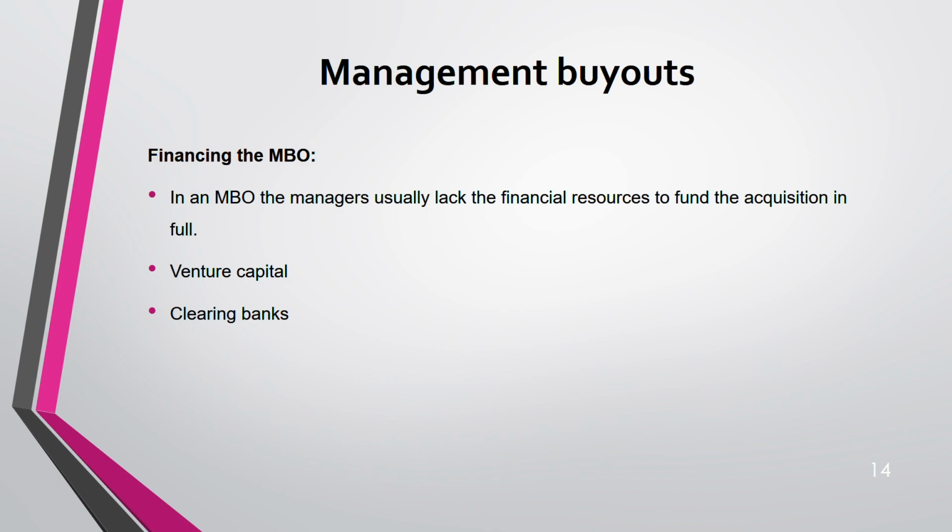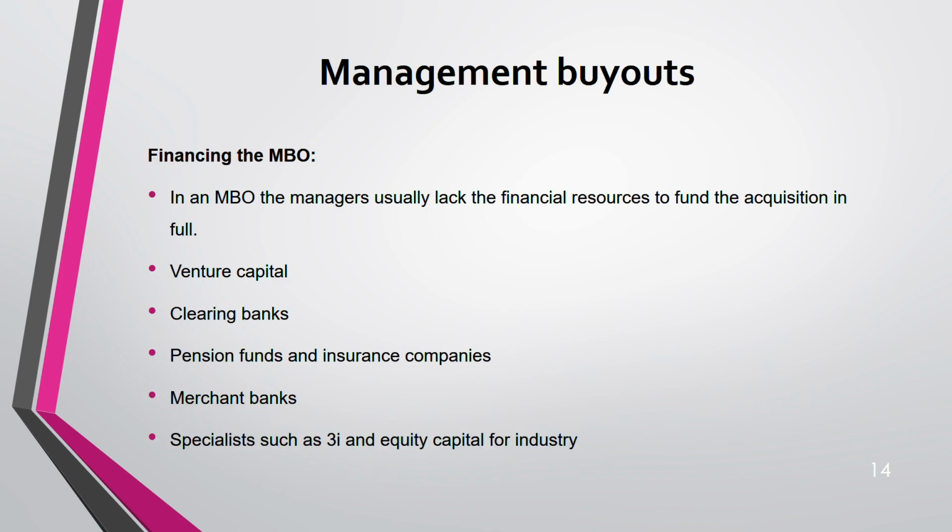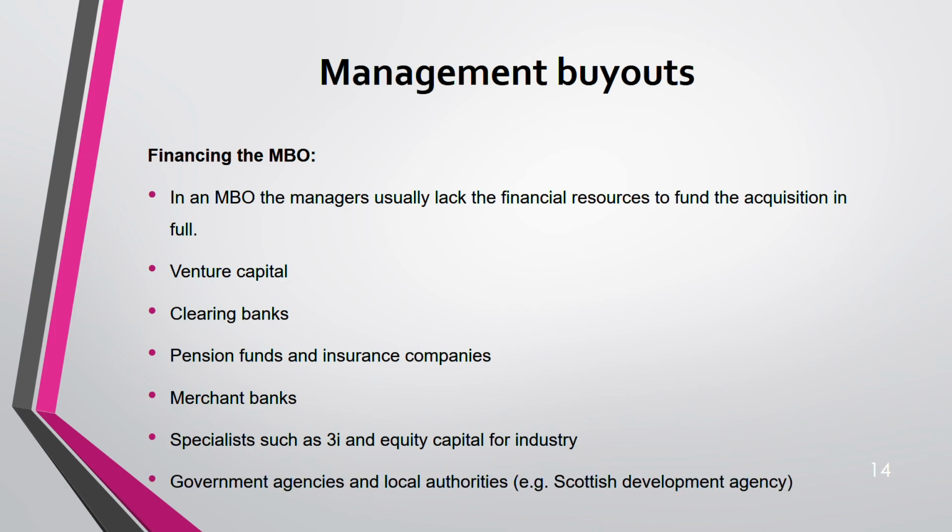So they can approach venture capital, or they can go to banks and take a loan, or a pension fund, an insurance company, merchant banks. You don't have to know the difference between a clearing bank and a merchant bank. Just know bank, okay? That's enough. Specialists such as 3i and Equity Capital for Industry, anything, okay? Usually for your exam, just focus on banks and venture capital. These 2 are enough. You don't have to go for other areas. But know that in reality there are other things also. That's why I've included it here. Or government agencies and local authorities.